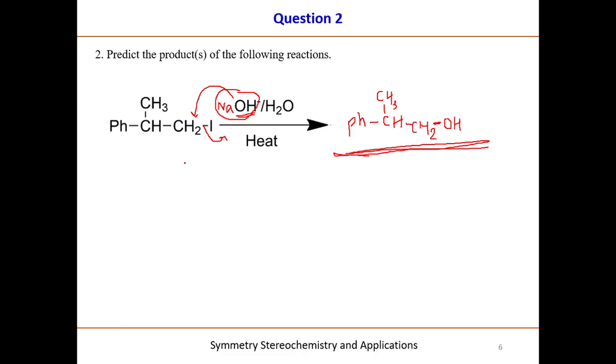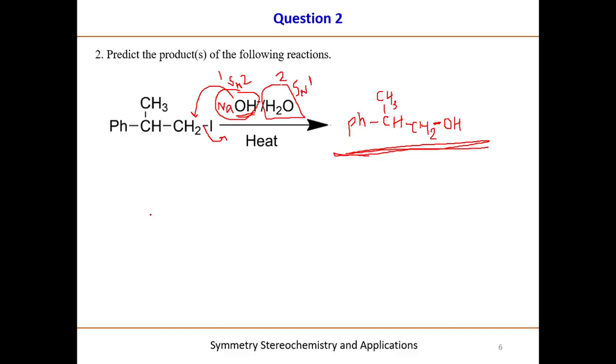Now let's talk about the second reaction given in this same question. This is with H2O, with water. If the reaction is done with water, it will undergo an SN1 reaction, because water, H2O, is a weak nucleophile compared to OH minus. It's a very weak nucleophile. So it will follow the SN2 mechanism. Sorry, SN1. This is the SN2. Okay, this is SN1.